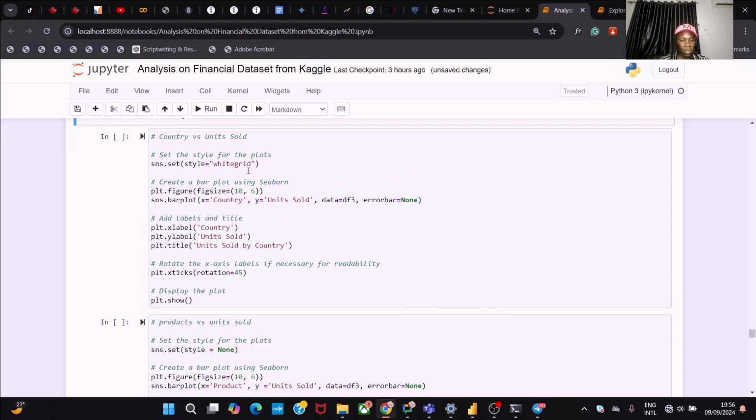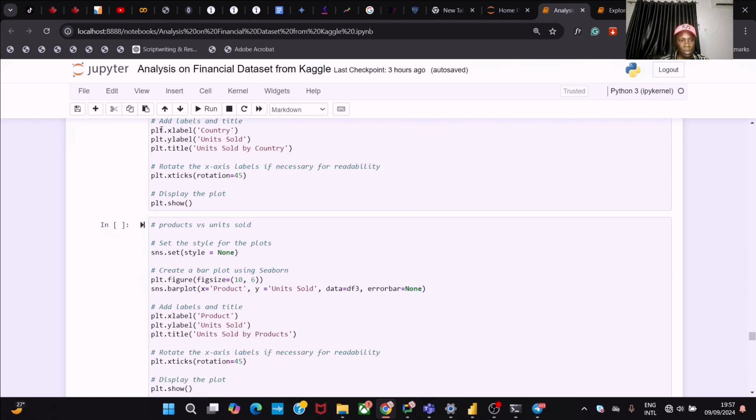We went ahead to create the style, white grid. Then we used Seaborn to create a bar plot, with a fixed figure size. X is equal to country, y is equal to unit, data is our df, error bar none. Then we added labels. Our x label is country, our y label is units sold, and the title of our diagram is units sold by country.